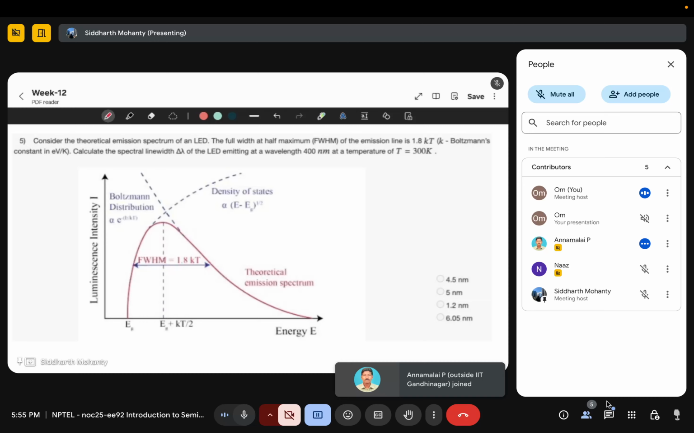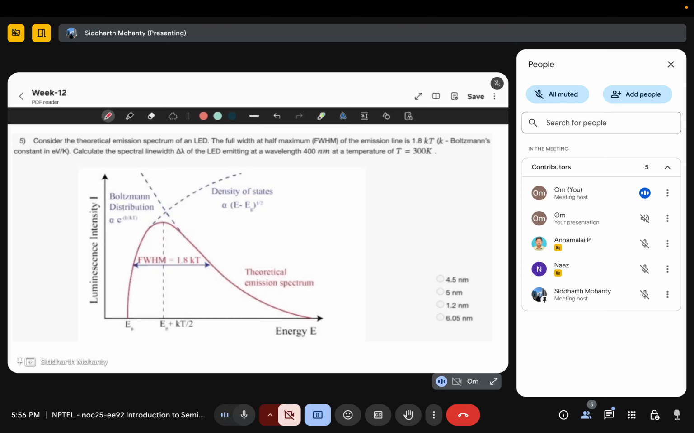Okay, so let us have a look at this question. The question says, consider the theoretical emission spectrum of LED as shown in figure. The full width at half maximum of the emission line is 1.8 kT. Calculate the spectral line width delta lambda of the LED emitting a wavelength of 400 nanometer, temperature of 300 Kelvin.